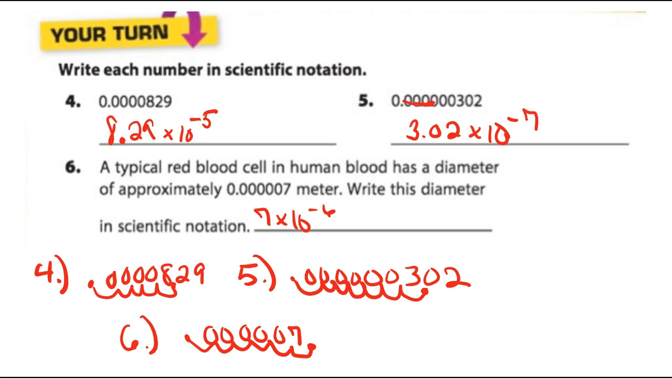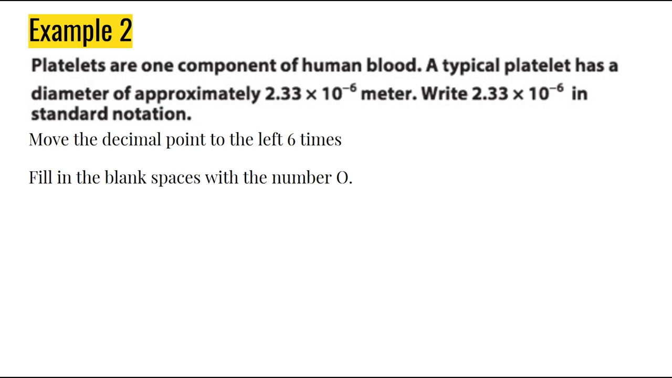Now we're going to work from scientific notation and put it back into standard notation. And that works the same way it did with positive numbers, just going in the opposite direction. So example 2 says platelets are one component of human blood. A typical platelet has a diameter of approximately 2.33 times 10 to the negative 6 meter. Write 2.33 times 10 to the negative 6 in standard notation.